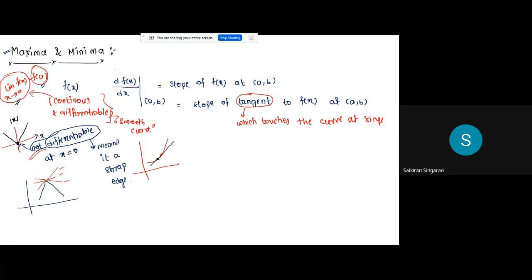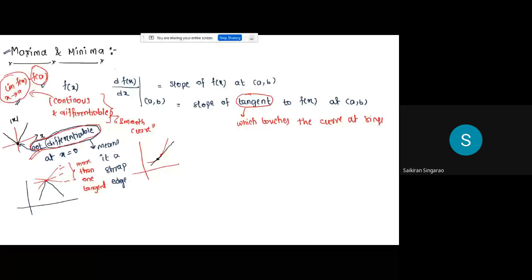Why? Because at a sharp point you can draw more than one tangent. When you are able to draw more than one tangent, you don't know which line's slope you have to take. So you will simply say that it is not differentiable, because multiple slopes or multiple tangents are possible. That's why you say it is not differentiable at that point. Did you understand the point? Did you get this point, sir? Tell me. Yes, sir.